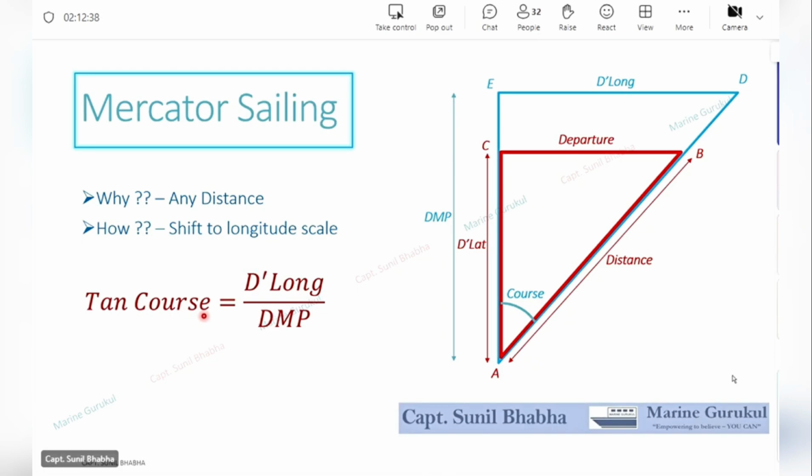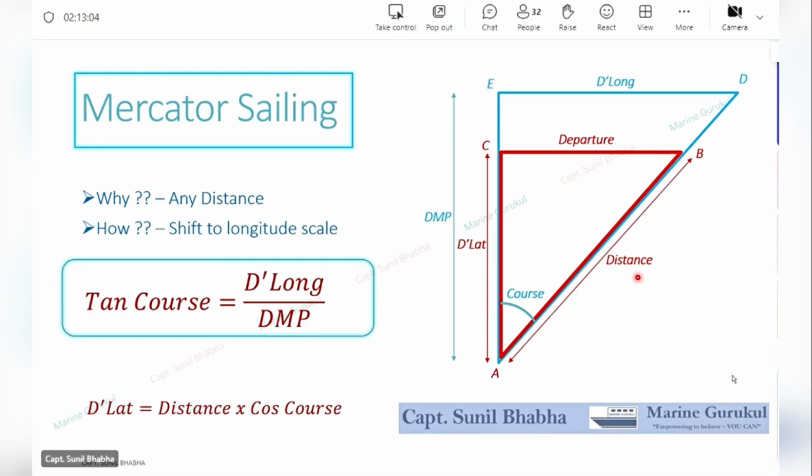Now once the course is obtained, to calculate the distance. Distance cannot be measured using the longitude scale. So for distance we need to go to the latitude scale, because 1 nautical mile is equal to 1 minute of latitude and is equal to 1852.3 meters. So there is no way distance can be measured on the longitude scale. So for calculation of the distance, we go back to our plain sailing formula.